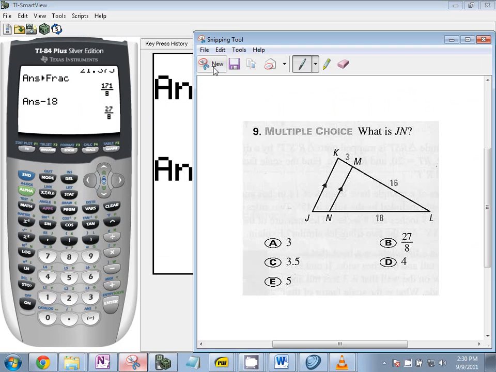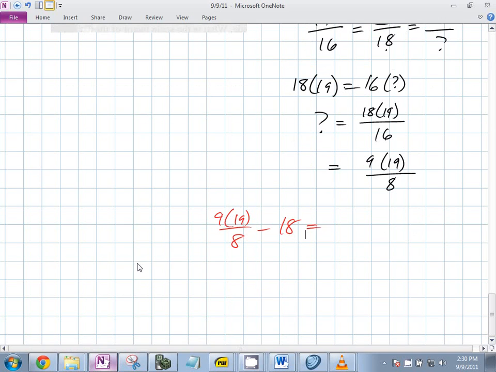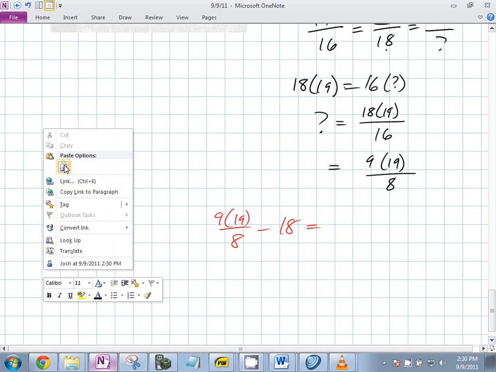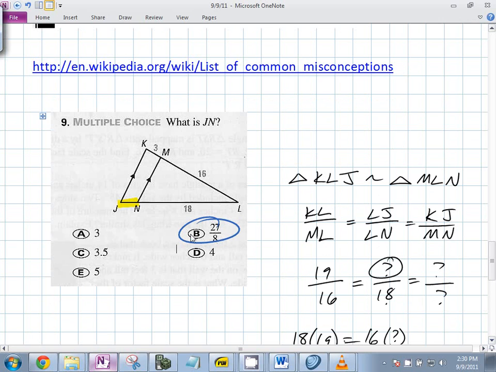Wait, how do you get fractions on your calculator? Hit the math button, and then you have a button that says to fraction. Oh, okay. Boom. It worked. So what's our answer? B. Does it simplify it for you? Yes. For number 8? Yep.